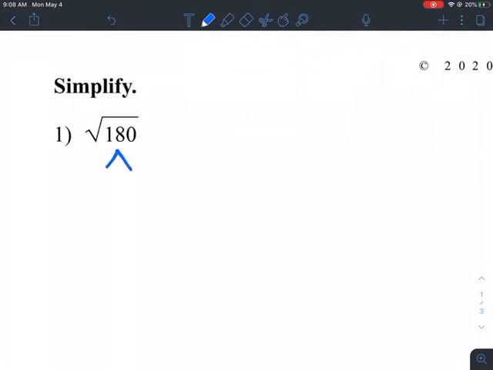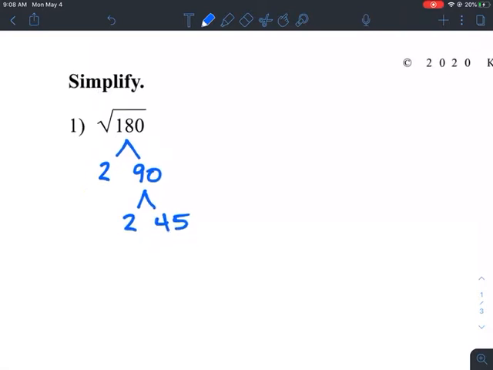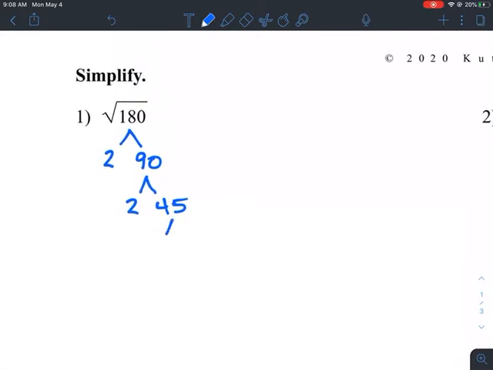So like if you have 180. I know some people just want to divide by whatever, but it just helps keep you organized so you know what all your pairs are. So I'm going to divide by 2, and I'm going to get 90. And then divide by 2, and I get 45. So 45 is an odd number, so I can't divide by 2 anymore. So now I'm going to divide by 3. And I get 15, and then if I divide by 3 again, I get 5.